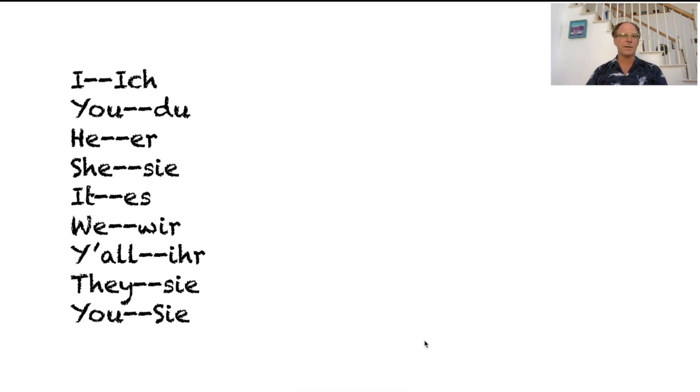And the equivalents in German: the equivalent of I is ich, and the equivalent of you is du, and the equivalent of he is er, and the equivalent of she is sie, and the equivalent of it is es, the equivalent of we is wir, and the equivalent of y'all, now I know that that is not correct English, but that means you guys, you all, you plural informal. And then you have they, which is sie, and then you have you formal, which is what you would use if you were to say Mr. Smith, for example, if you were to refer to me as Mr. Smith, Herr Smith.